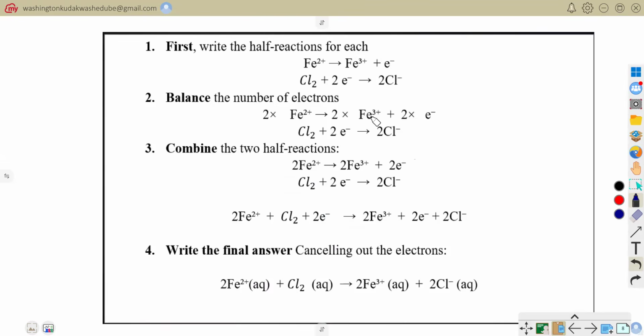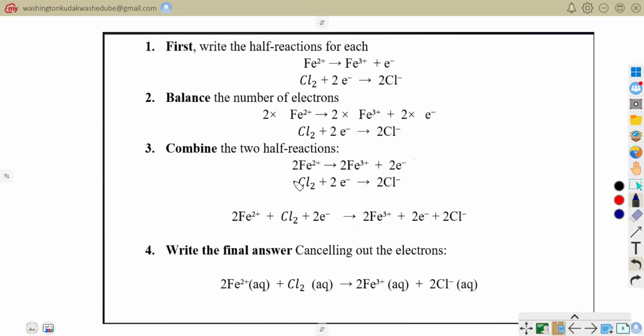So we just multiply by 2 throughout, so that we would get 2 Fe²⁺ forming 2 Fe³⁺ plus 2 electrons, and then chlorine plus 2 electrons forming 2 chloride ions. So iron has lost 2 electrons, while chlorine is gaining 2 electrons.